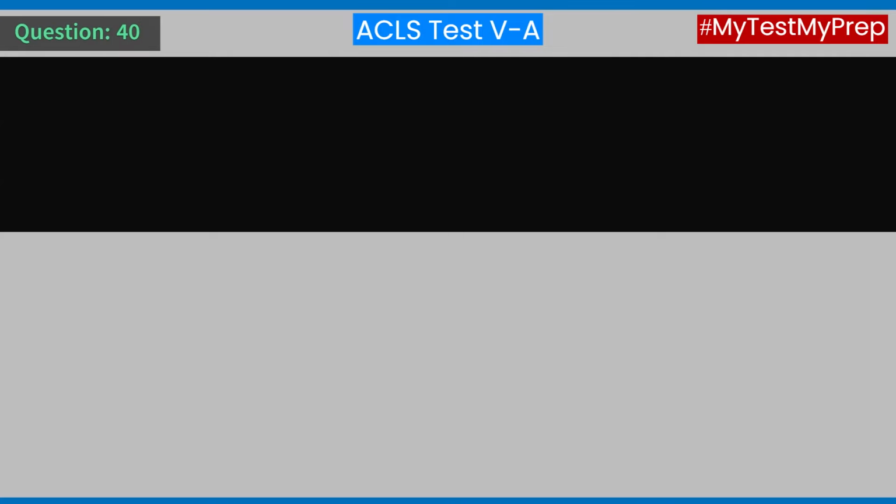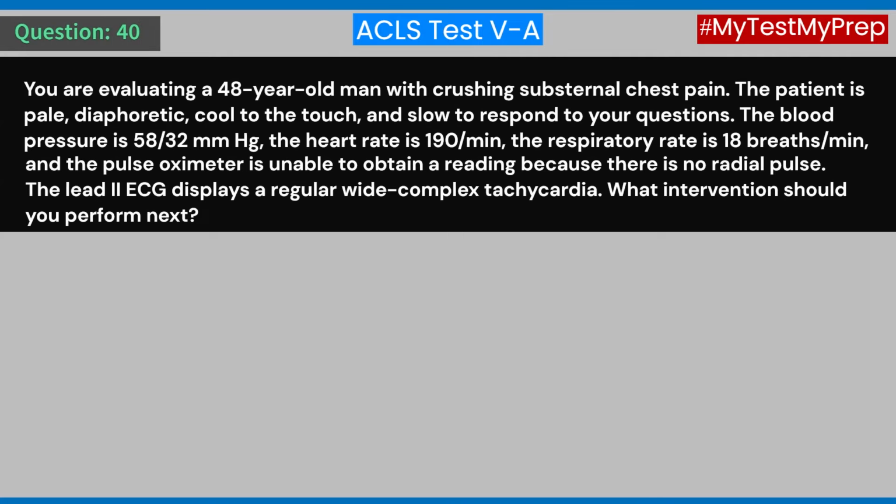Question 40. You are evaluating a 48-year-old man with crushing substernal chest pain. The patient is pale, diaphoretic, cool to the touch, and slow to respond to your questions. The blood pressure is 58/32 mmHg, the heart rate is 190 per minute, the respiratory rate is 18 breaths/min, and the pulse oximeter is unable to obtain a reading because there is no radial pulse. The lead 2 ECG displays a regular wide complex tachycardia. What intervention should you perform next?